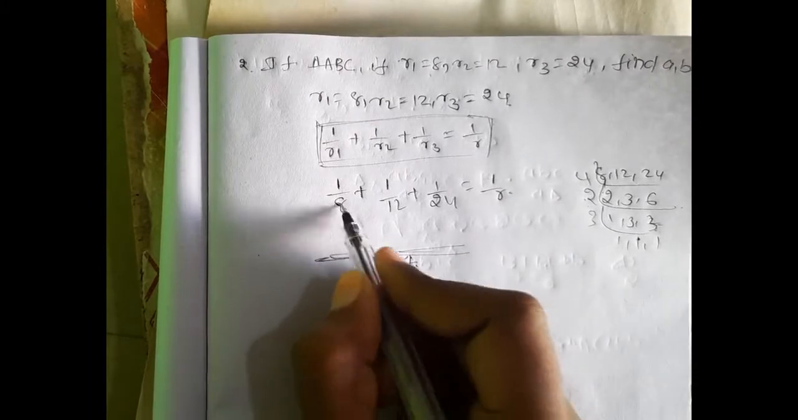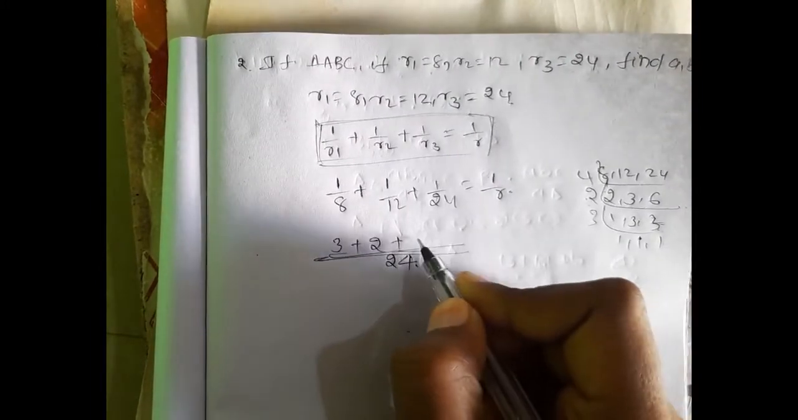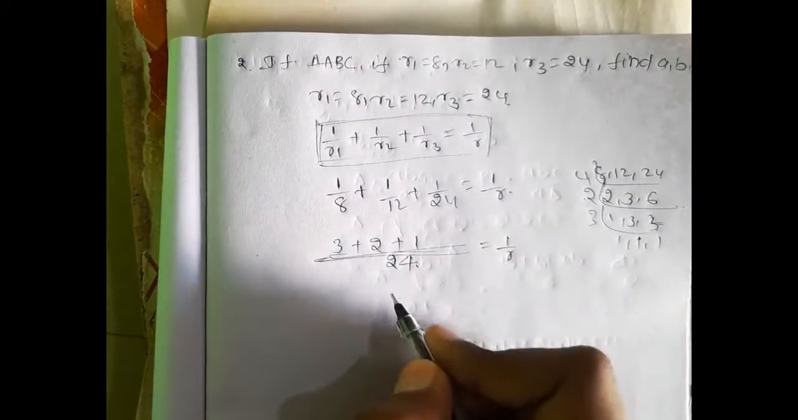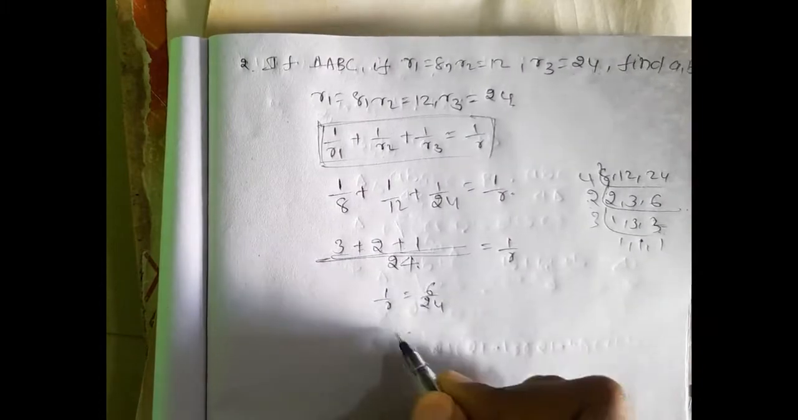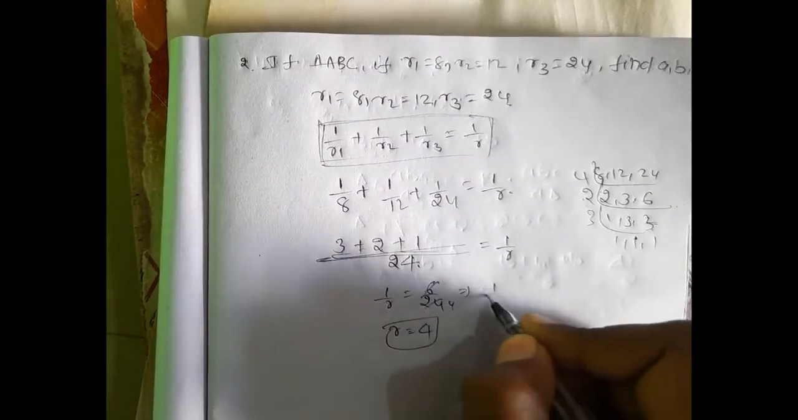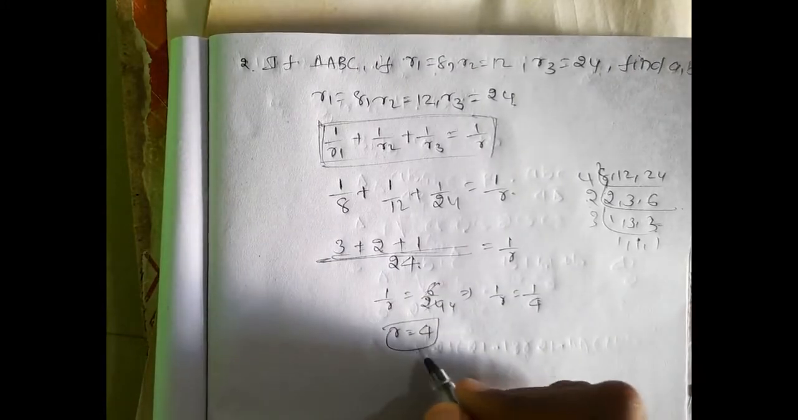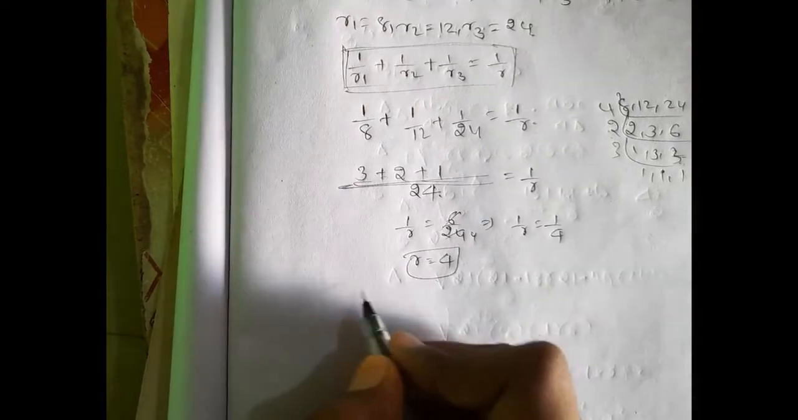Okay. Now 3 plus 2 plus 1. 1 by R equals 3 plus 2 plus 1, so 1 by R equals 6 by 24. So 1 by R equals 1 by 4. It means that R equals 4. Okay. Now, we have to find A, B, C.